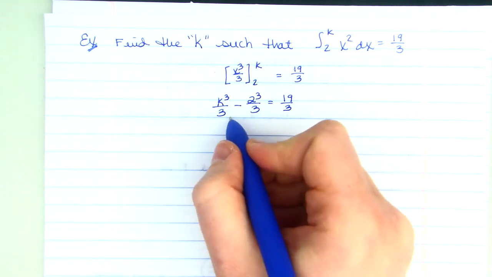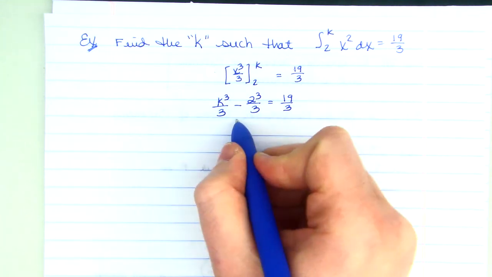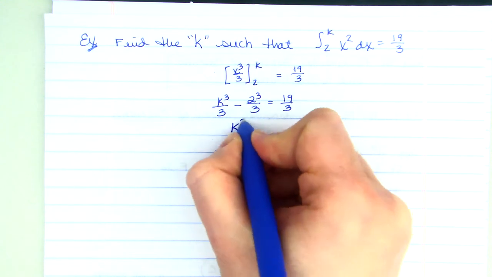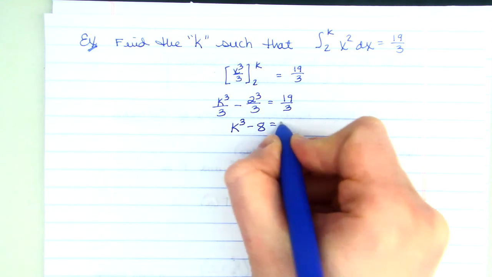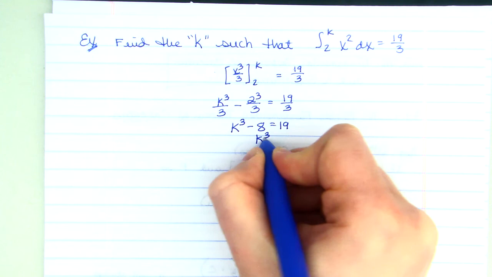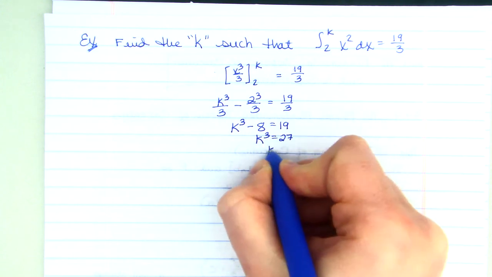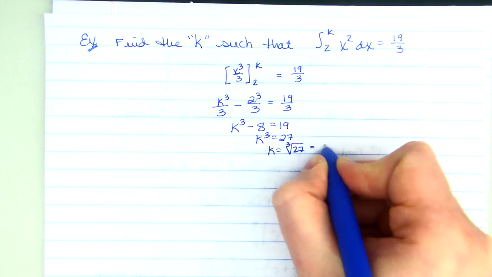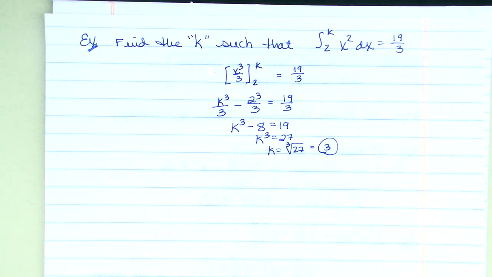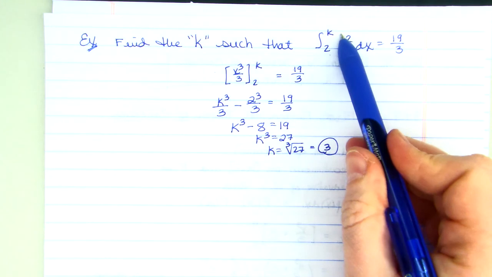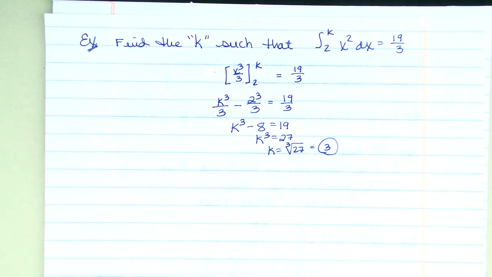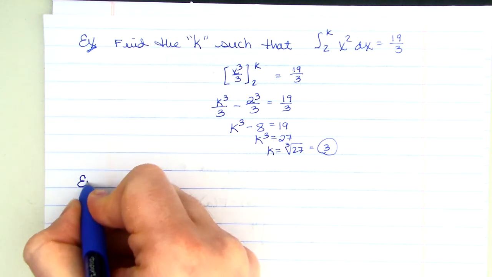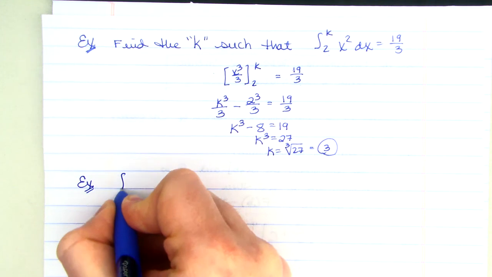And you know what? My life would be easier if I just multiply everything by 3 to get rid of those denominators. So I'm going to say k cubed minus 8 equals 19. K cubed equals 27. K equals the cube root of 27. K is going to be 3. If you actually integrated x squared from 2 to 3, you'd get 19/3 for an answer. Let me show you one that's a little tougher, and then that'll do it for this video.